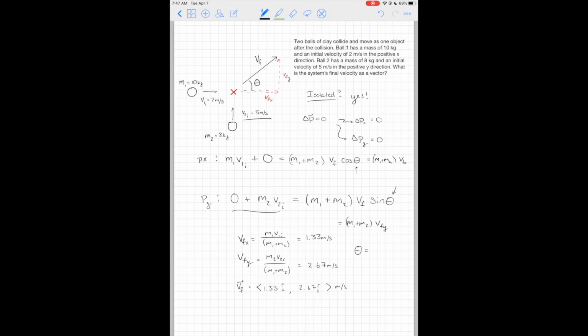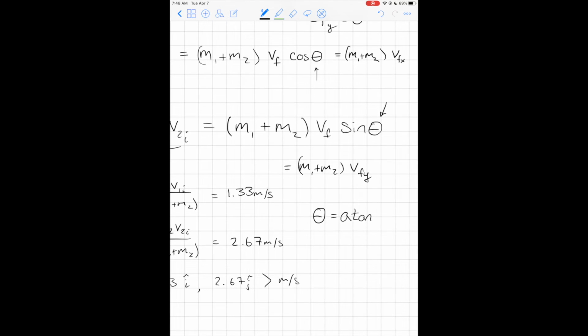Theta, if we have vfx and vfy, theta would be the inverse tangent, right? Theta would be arctangent, atan, tangent to the -1. That's all the same thing. It's inverse tangent of vy over vx. What I get is 63.5 degrees. And again, I think that makes sense with the components that we have.